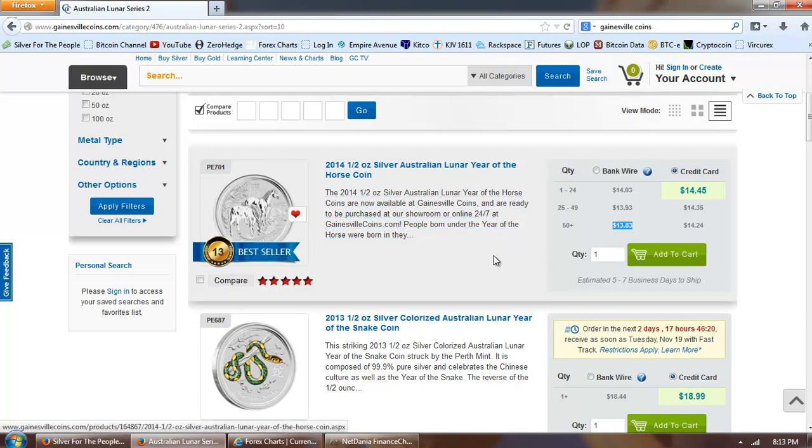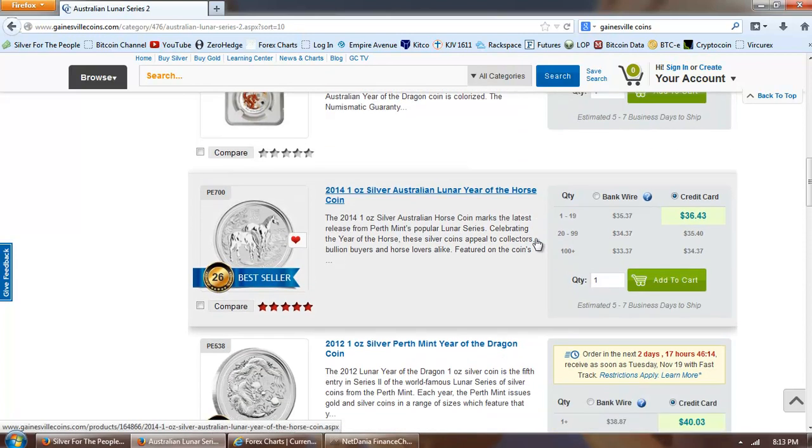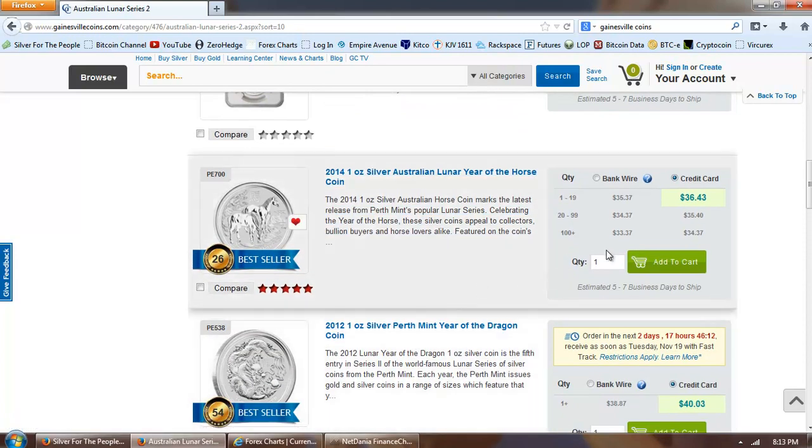Now, I already bought a roll of the horse when they first came out. I bought a roll of the 1 ounce and I got those for $35. You can see they've got the 1 ounce here. I checked that they only have about 300 or so. But if you buy 100 or more, you can get them for $33.37. So I don't know how much lower they're going to go with the price on the horse series, but again, that's the 26th best seller there. So I think this is a really good price.